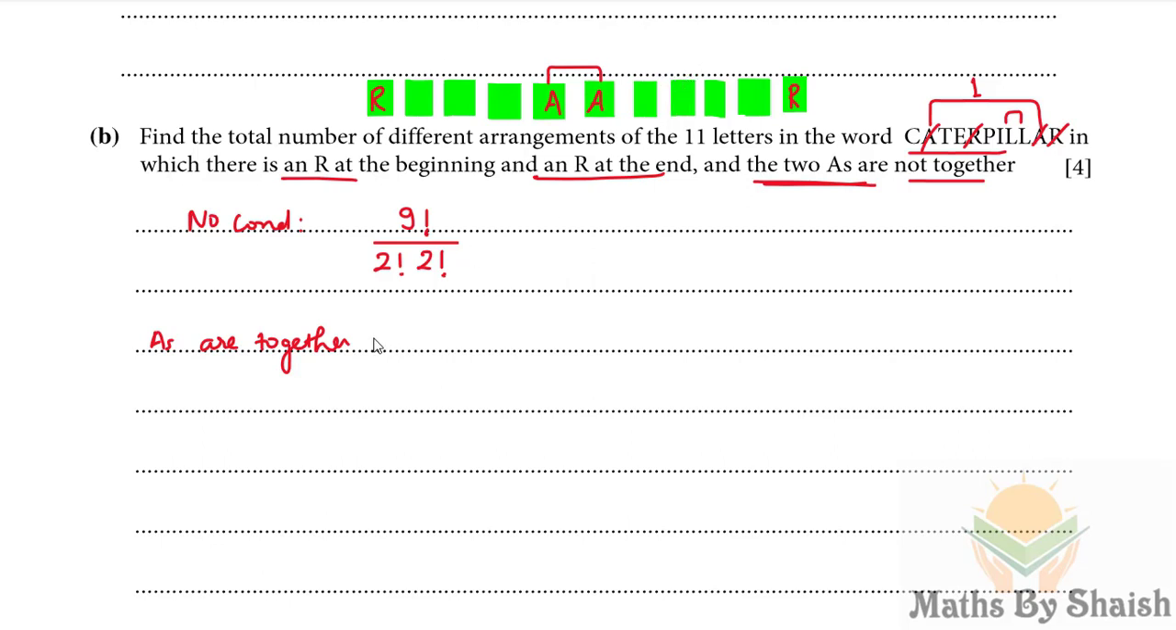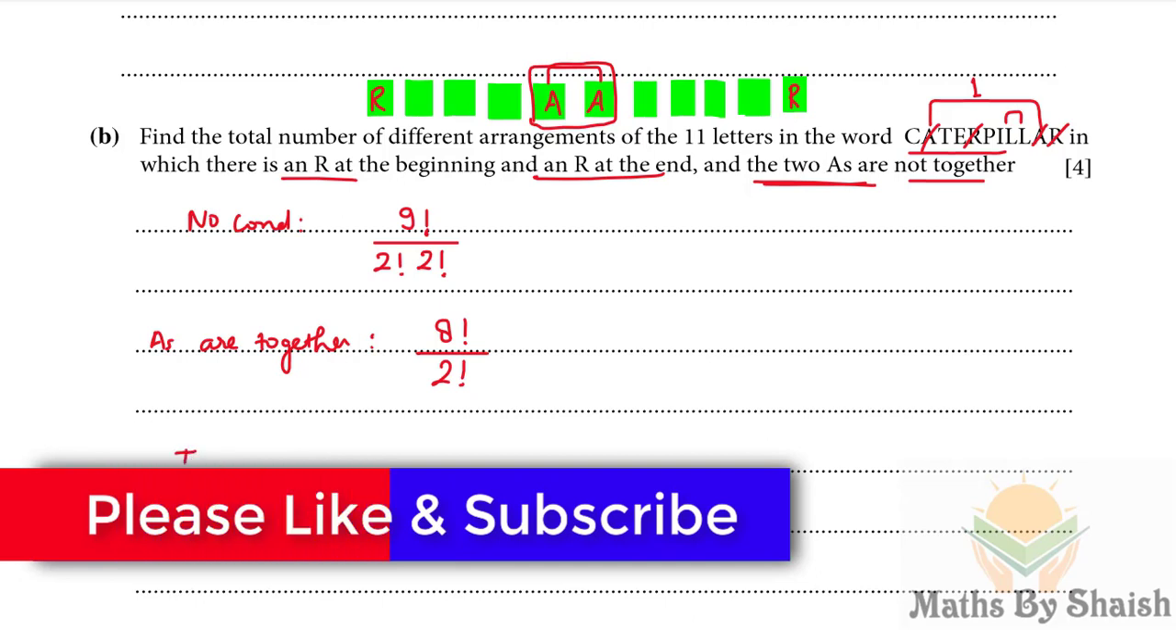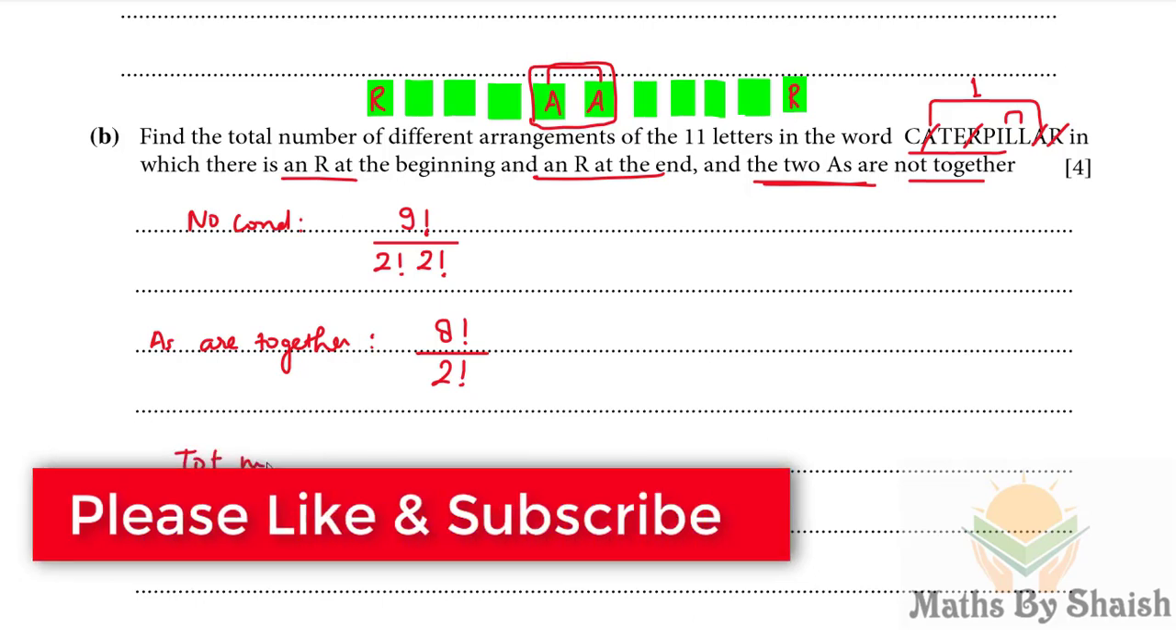So we can arrange the 8 letters. It's like we bind them together. They cannot move anywhere else. So there are going to be 1, 2, 3, 4, 5, 6, 7, 8. So the total arrangement when they are together is going to be 8 factorial divided by only 2 factorial, since only 2 L's are left, A's are not there, R's are not there.